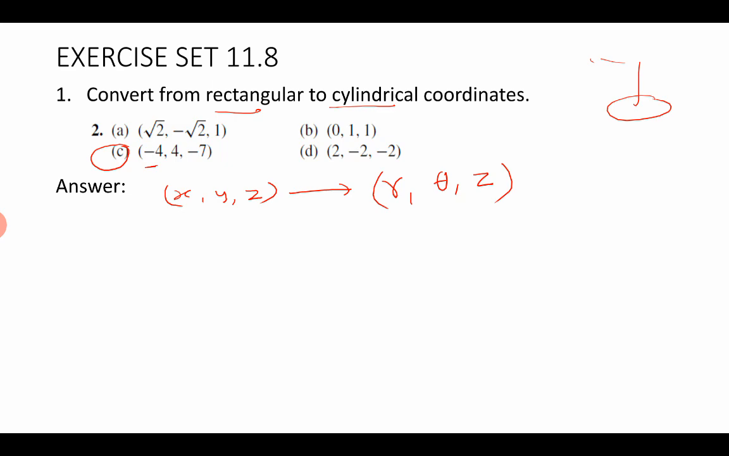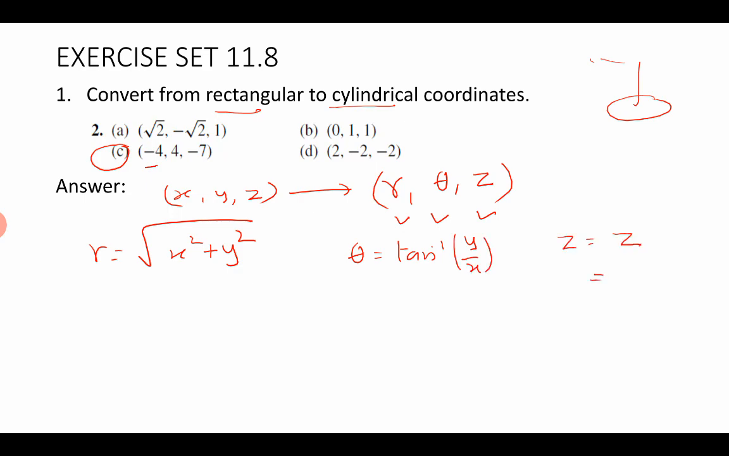Okay, what is the formula for r? You are looking for r, theta and z. R is nothing but the square root of x square plus y square. Theta, the formula for theta is tan inverse y over x, and z has no change, same z. So what is given here? X, y, z is given here, isn't it? X is negative 4, y is 4, and z is negative 7. So this is negative 7.